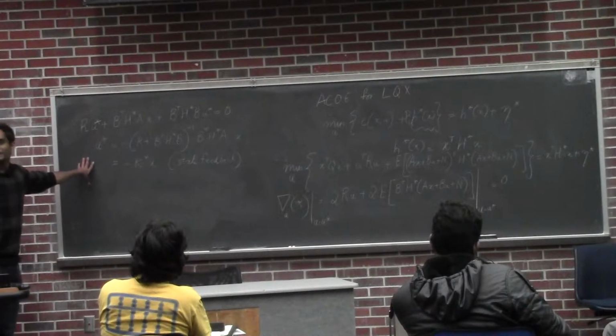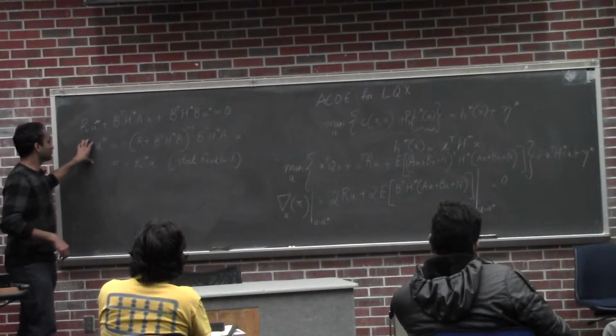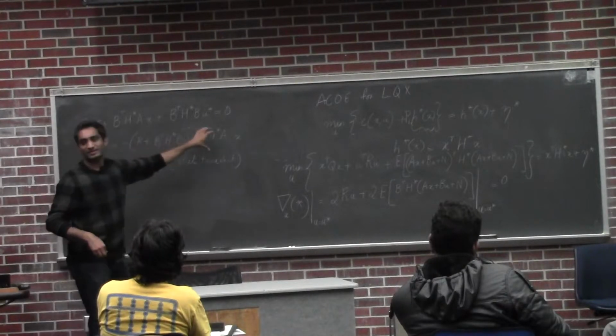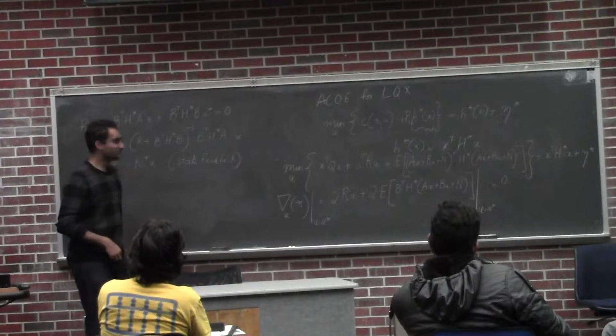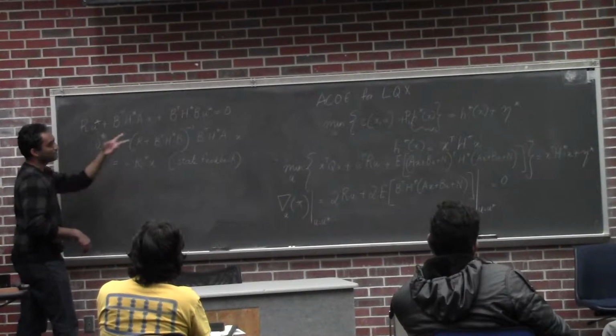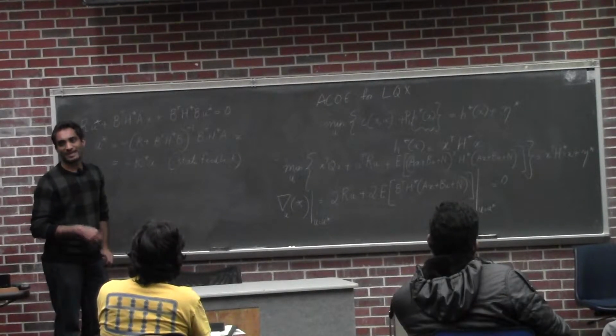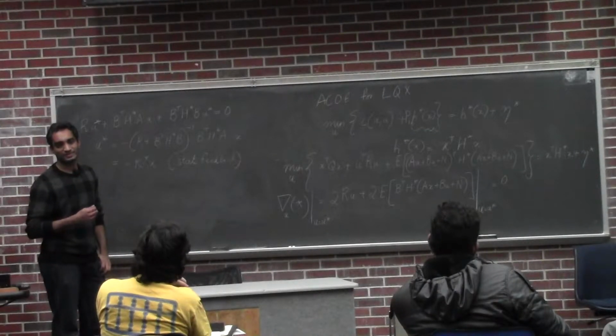Yeah, the thing I wanted to stress is that U star is independent of the noise statistics. So it doesn't really depend on the noise statistics. So that's why we could get away with an LQX system instead of an LQG system.